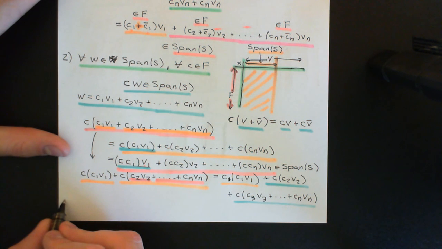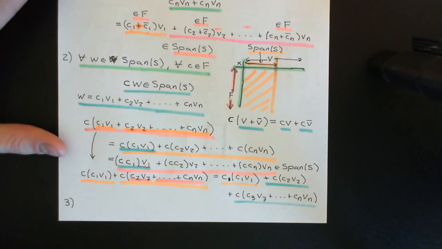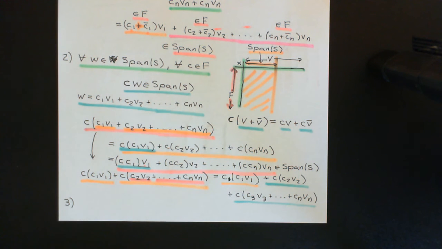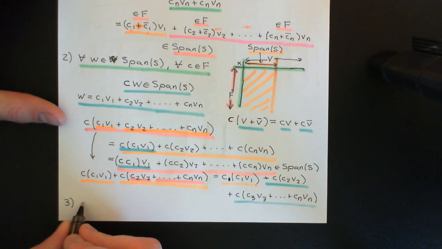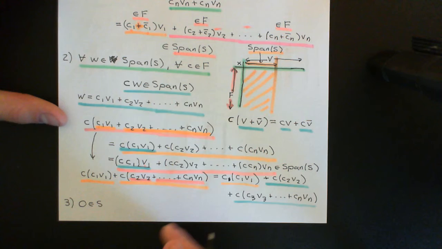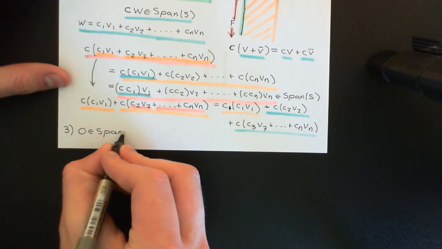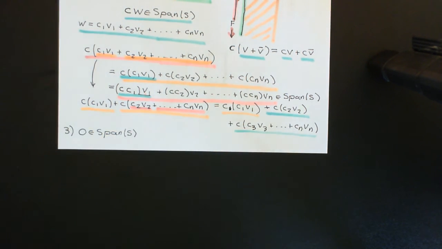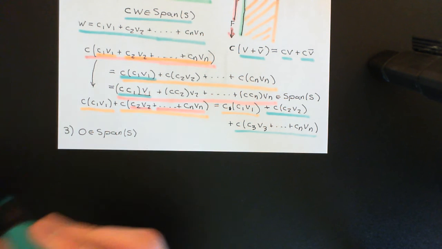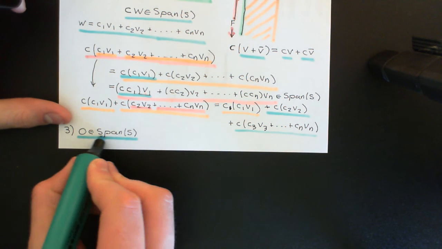Okay, finally then, axiom number 3 that a subset must obey in order to be a subspace. And this is the simplest one, so this is a nice one to end with. The 0 vector must be an element of that subset, and I'll just move this up. So we want the 0 vector, the additive identity of our vector space, to be an element of the span of S. Okay, now why is that going to be true?